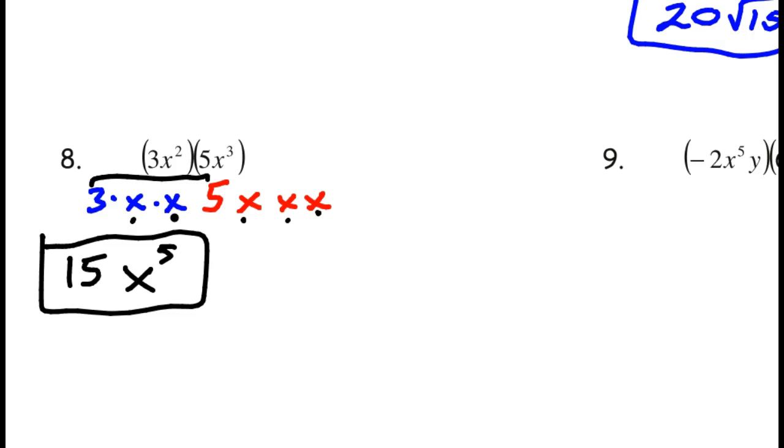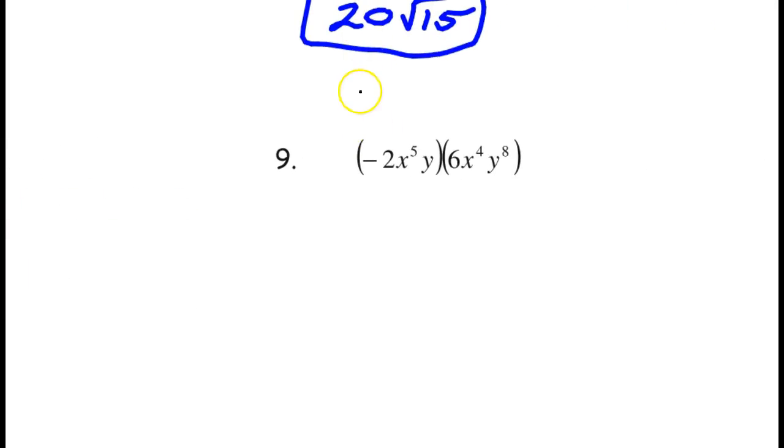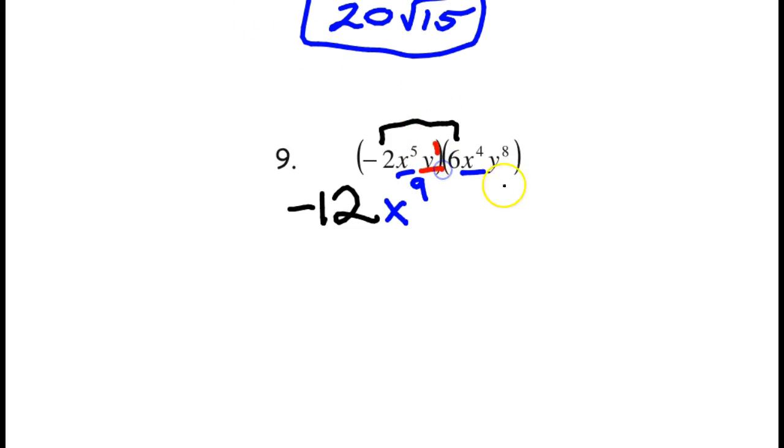Okay, so let's do a little more practice, this time with 2 variables. So we'll have negative 2 times 6 is negative 12. Okay. I have 5 x's here, 4 x's here, so altogether I'll have 9 total. See how I just add them up because I'm counting them up. Here I have 1 y, and here I have 8 more, so altogether you have 9 total y's. So that's y to the 9th. So there's the final answer there.